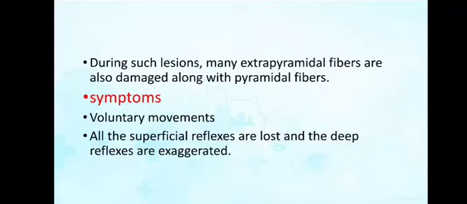The main reason for spasticity is the failure of inhibitory impulses from the upper motor neuron, particularly the neurons of the extrapyramidal system. Coming to the reflexes, all the superficial reflexes are lost and deep reflexes are exaggerated. For example, the abnormal plantar reflex, known as the Babinski sign, is present. That's all about the symptoms.